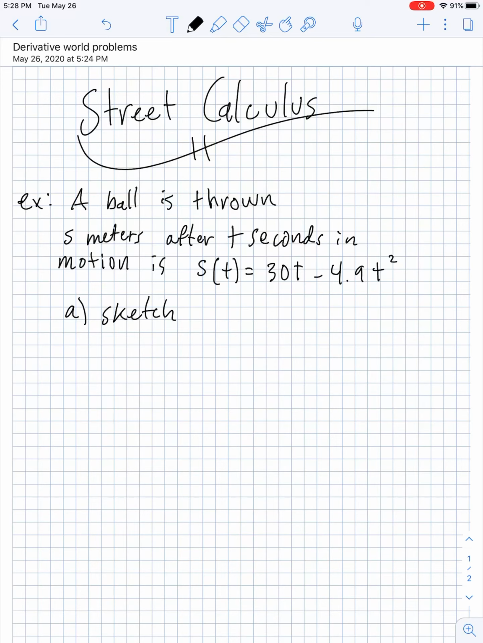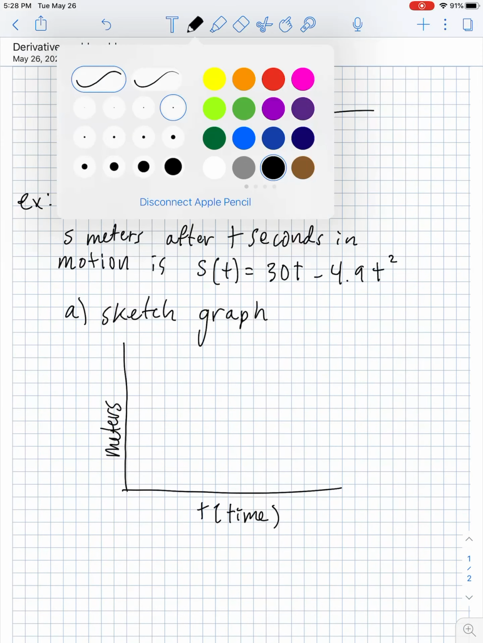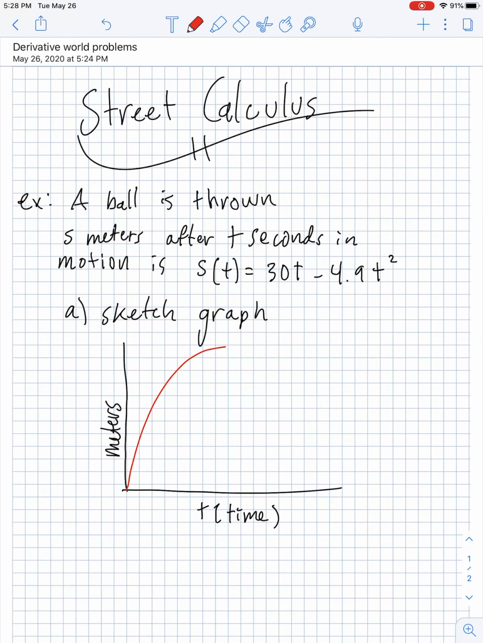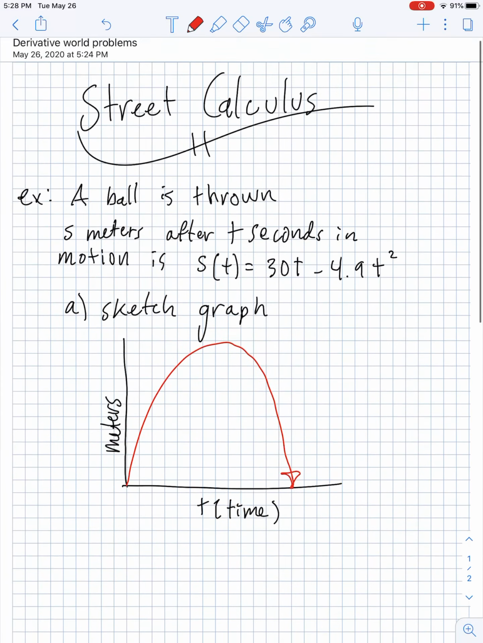This part you could reach for your TI, crunch, crunch, crunch, and then see what it looks like. But I'll tell you guys, the graph looks like a ball being thrown through the air, where this is t, time, and then s is meters off the ground. It looks something like this, which makes sense.